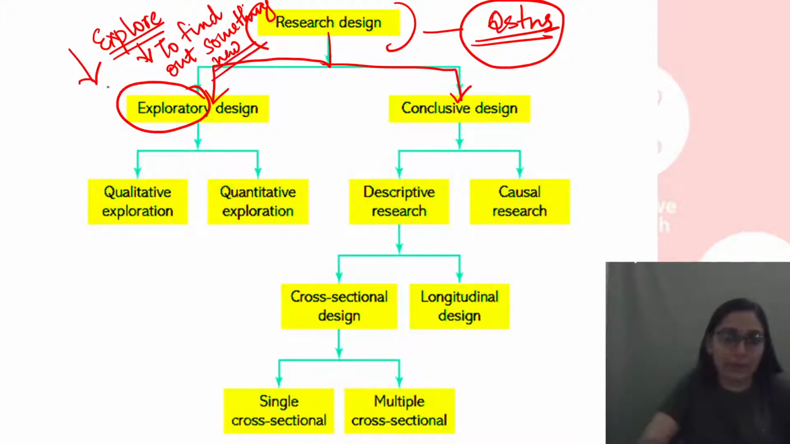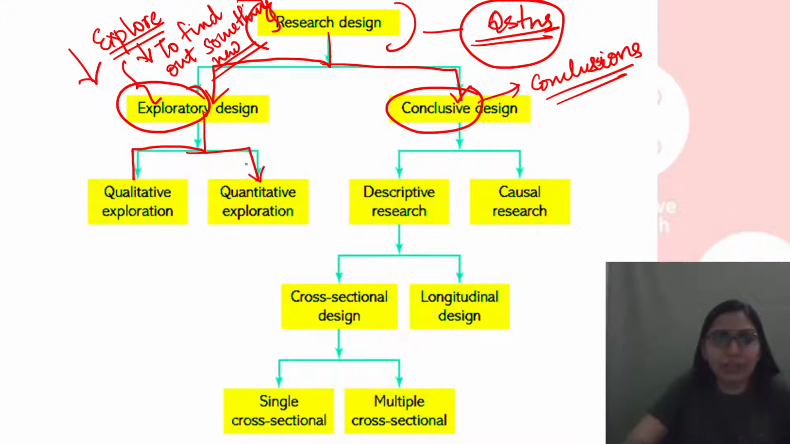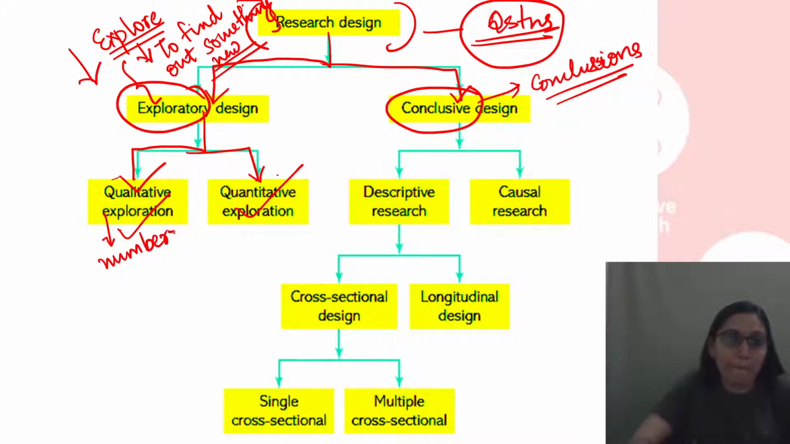So this is exploratory. Explore means to find out something new. Next is conclusive. Conclusive means to find conclusions. Now, exploratory can be further divided into quantitative or qualitative. You know what is quantitative and what is qualitative. Quantitative is based on numbers, facts, etc., whereas qualitative is based on certain conclusions, or rather we can say qualitative output.